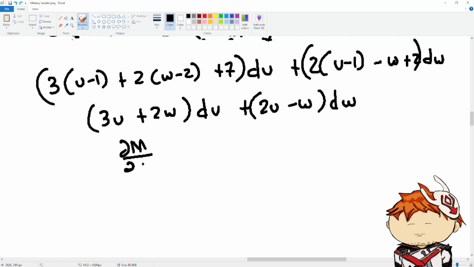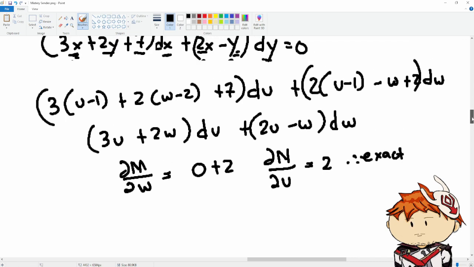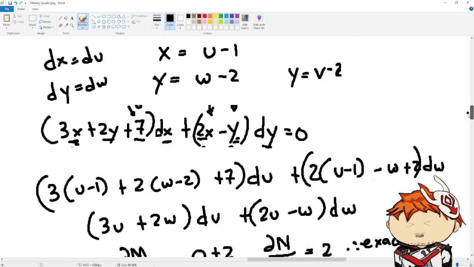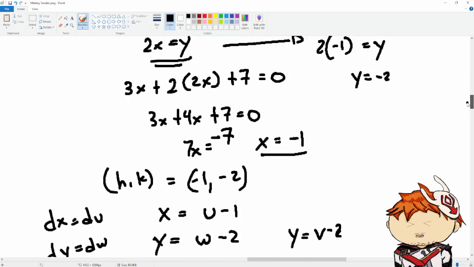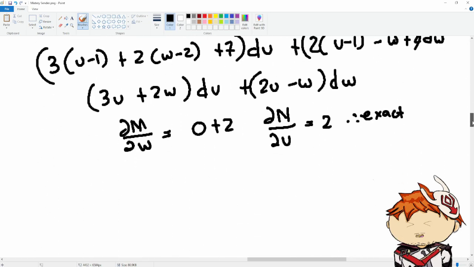Is this exact? So 0 plus 2, N is u. So this will become 2. They're exact. But we already solved it exact. And solving it exact, once we do it with homogeneous, you guys could do homogeneous. We can solve it for exact.